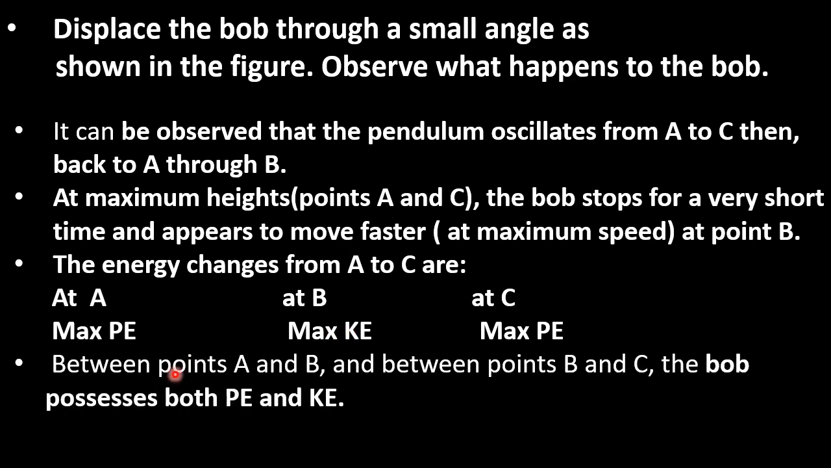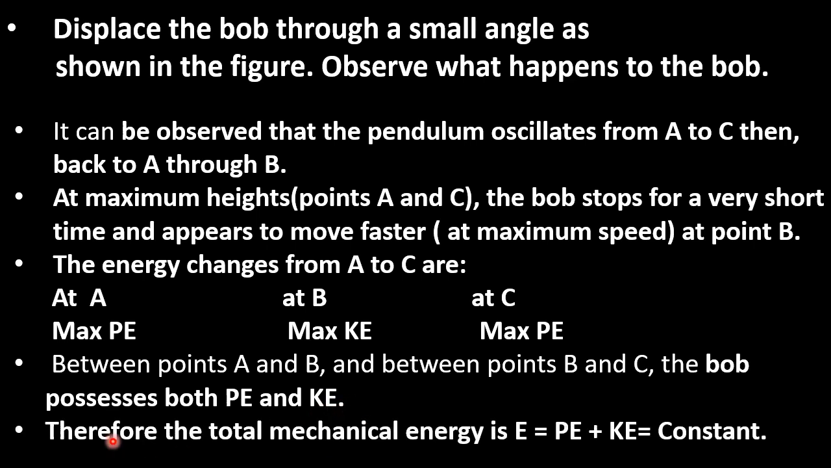So between points A and B, and between points B and C, the bulb possesses both potential energy and kinetic energy. As it is oscillating, midway between A and B, the body has both forms of energy, namely potential energy and kinetic energy. This also applies between points B and C. Somewhere in the middle, the body will have both potential energy and kinetic energy.